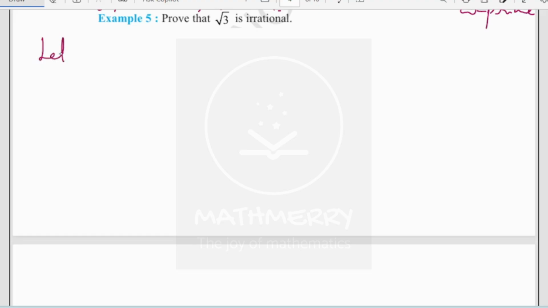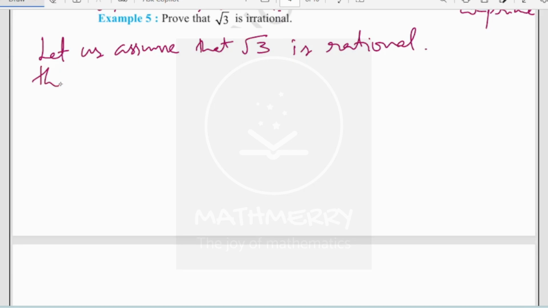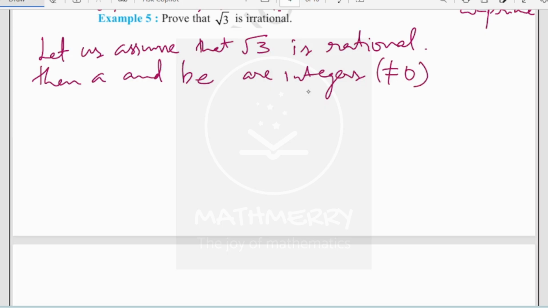First things first, we are assuming root 3 to be a rational number. So let's assume that root 3 is rational. If root 3 is rational, then we have A and B are integers which are not equal to 0. So then we can write root 3 is equal to A by B. It's a rational number, so we can write it in the form of P by Q.